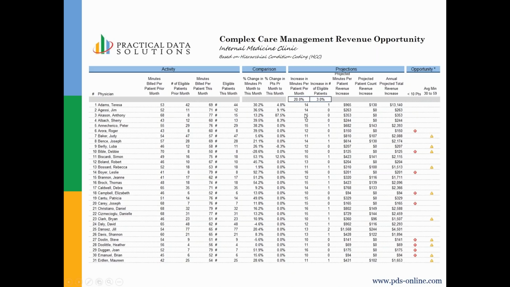We can actually change those parameters to develop our financial projections for this year or for next year, for instance. We also have physicians flagged as opportunities based on the number of patients or their average minutes, whether they have an opportunity, with the red and yellow indicators in the far right-hand column.